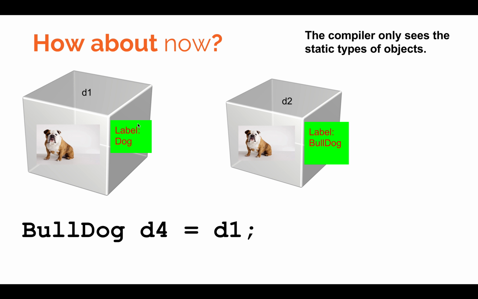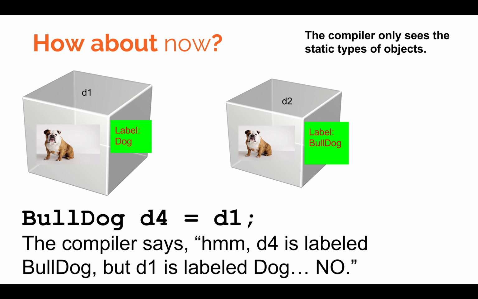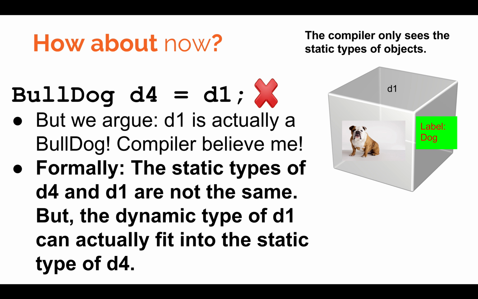Does that make sense? This is not allowed. But we argue D1 is actually a bulldog. We put it there, so we know it's a bulldog. We're telling the compiler to believe us, but it doesn't. It says, no, I only see the static types, I have no idea what's inside there. So formally, the static types of D4 and D1 are not the same. But the dynamic type of D1 can actually fit inside the static type of D4.